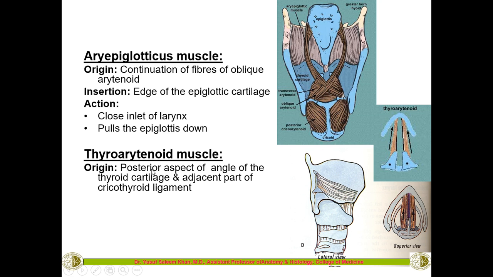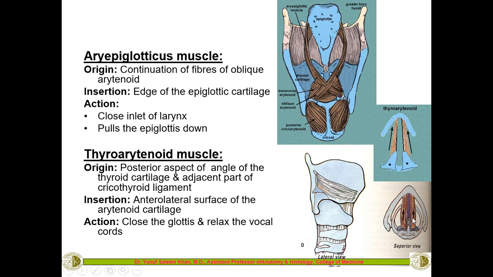So it takes origin from the posterior aspect of the angle of the thyroid. This is the angle of the thyroid cartilage. It takes origin from the angle of the thyroid cartilage as well as the adjacent part of the cricothyroid ligament, and gets inserted to the anterolateral surface of the arytenoid. Here you can see the anterolateral surface of the arytenoid cartilage. When it contracts, it helps in closure of the glottis and relaxes the vocal cords.